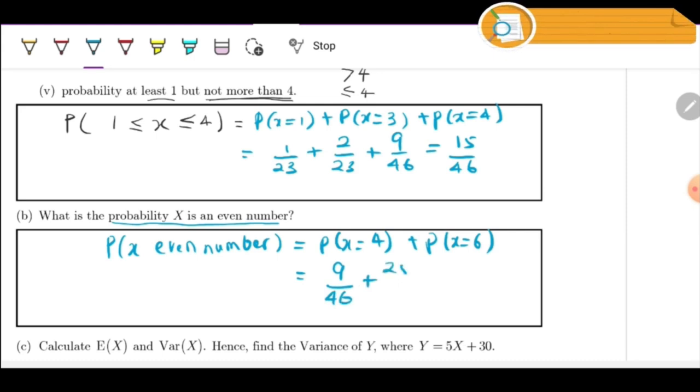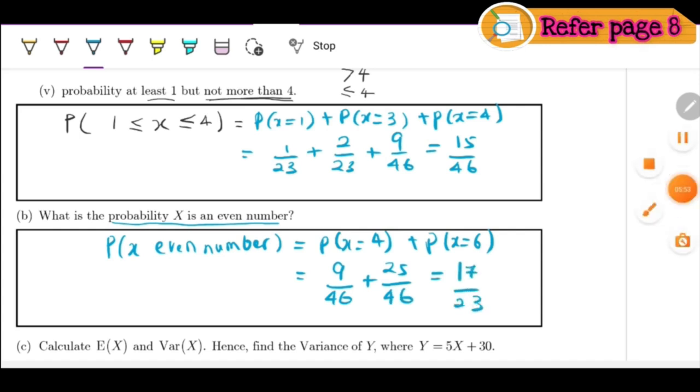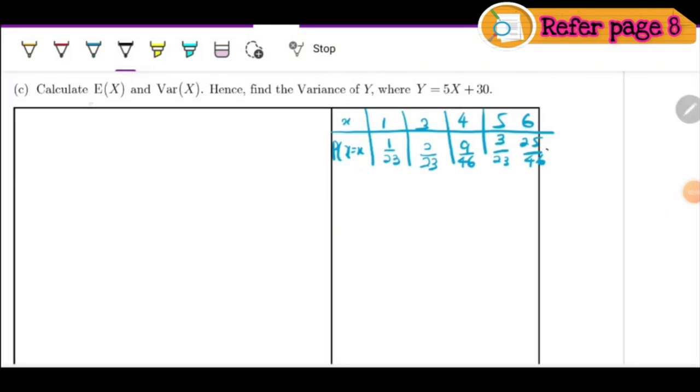And when x equals 6, the probability is 25 over 46. And the answer is 17 over 23. C. Calculate the expectation of x and the variance of x.